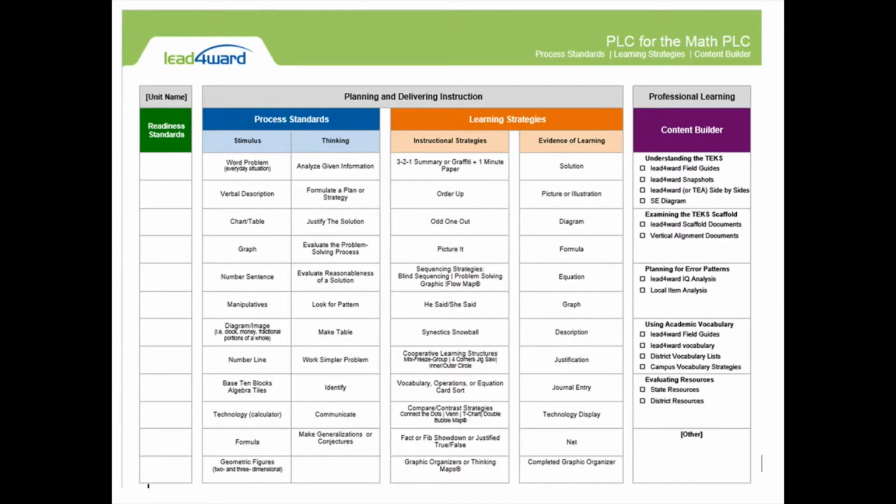The Now What piece of the PLC curriculum preview starts with using the PLC for the Math PLC page as a tool for creating lessons. Classroom instruction will move to a higher level of understanding, as well as offer opportunities for students to transfer information. Take time now to discuss what stimulus could be used to address 6.4G. For today's purpose, we have selected word problem.